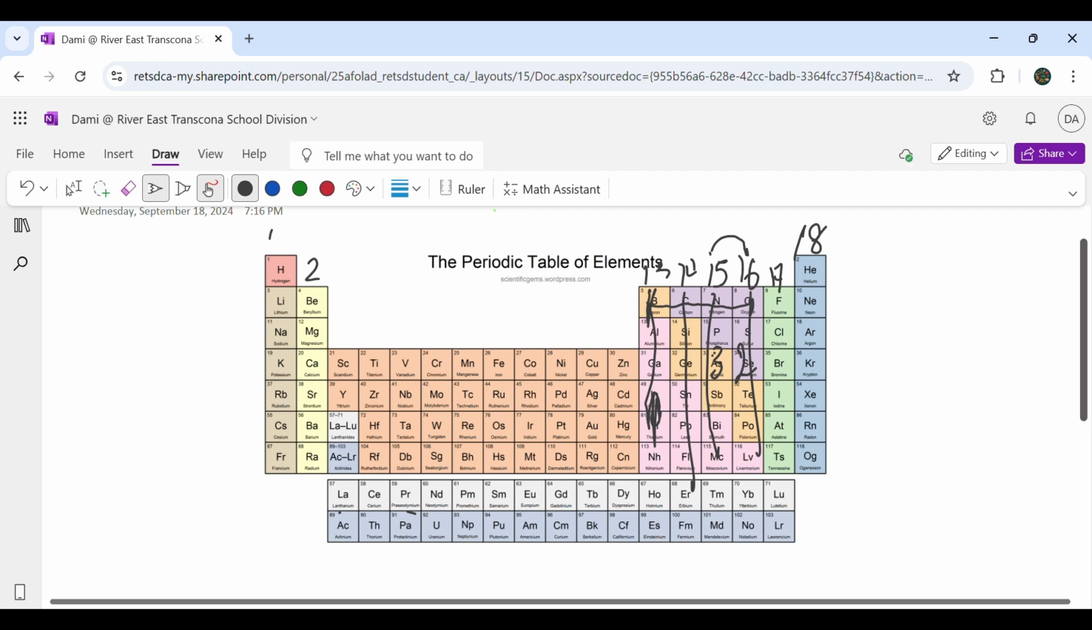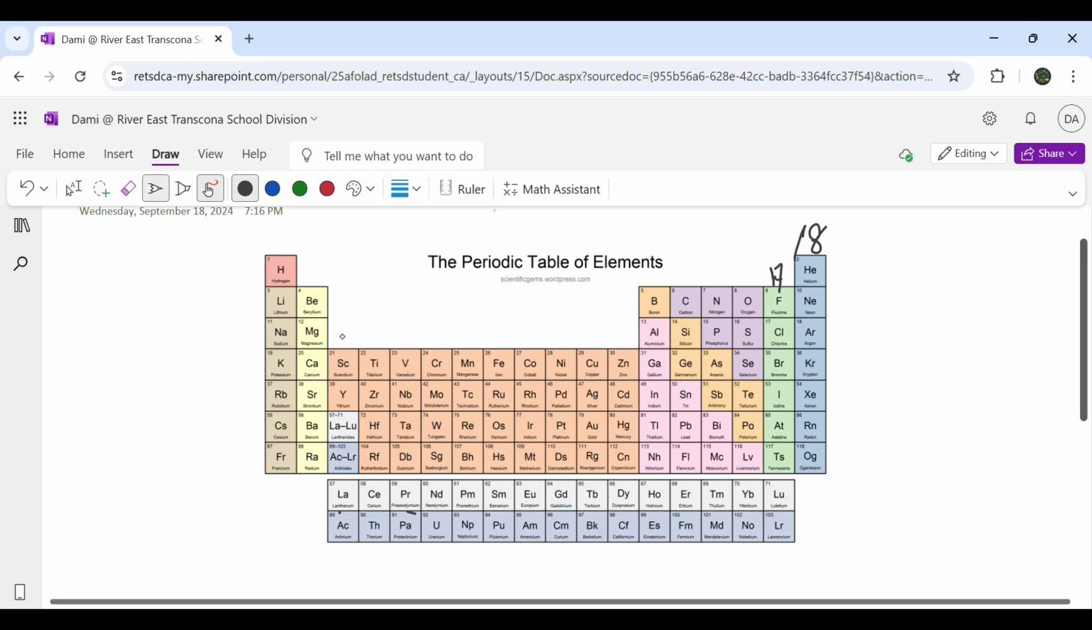Now this one is a different breed because it has 4, so you can either gain 4 or lose 4. And we'll talk about it later in this video. And then group 13, the boron group, has 3 valence electrons, so they'll rather gain 5.